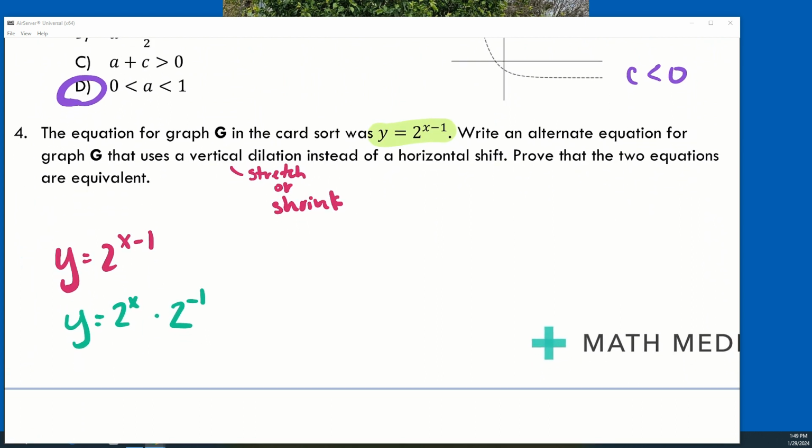All right. So what is 2 to the negative 1? 1 over 2. Good job. Is multiplying by 1/2 going to be a vertical stretch or shrink? Or vertical dilation? Yes.